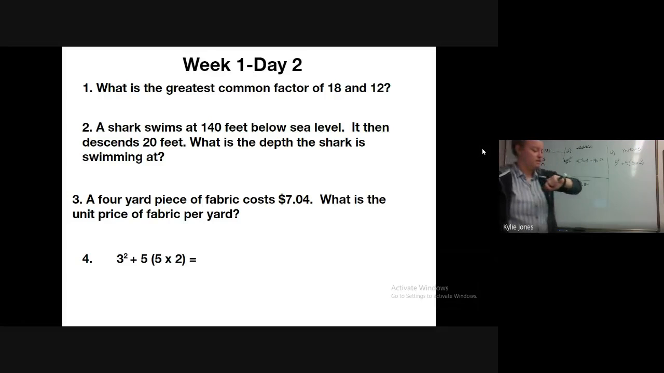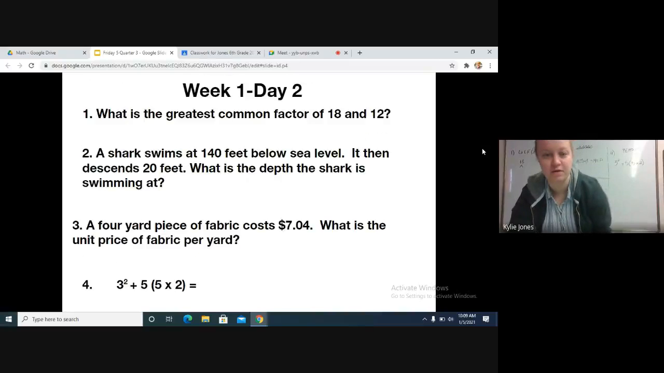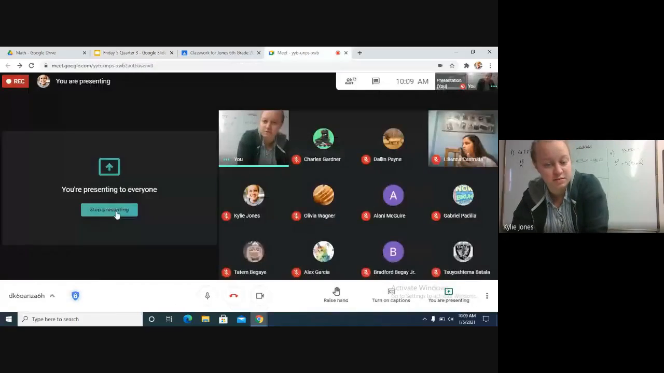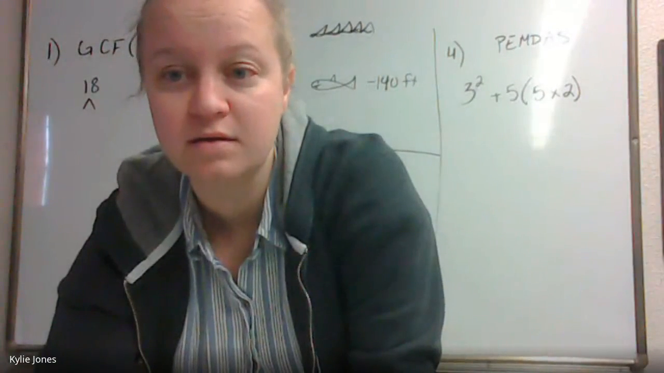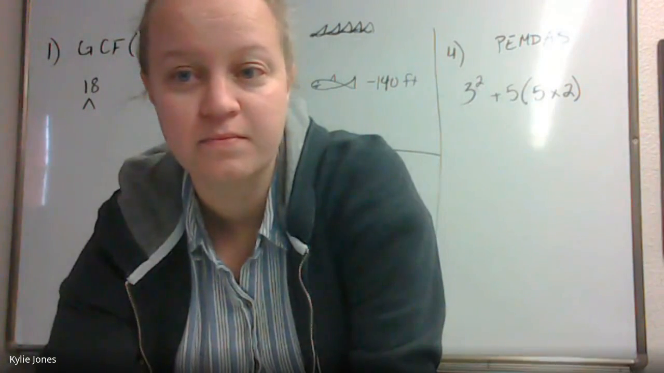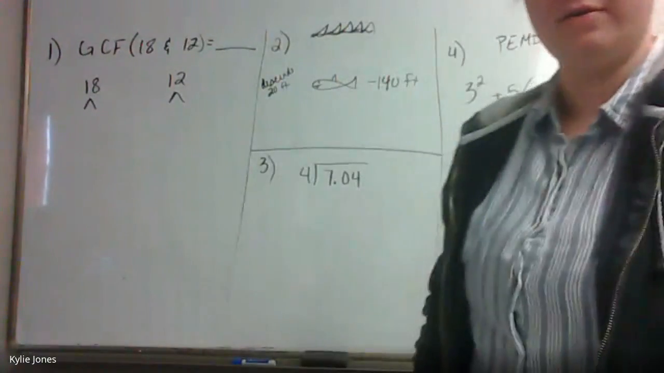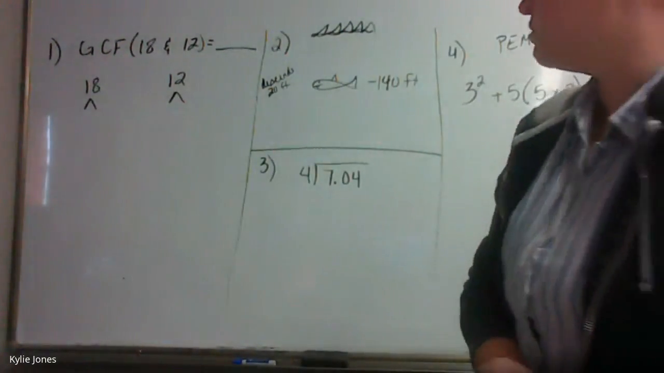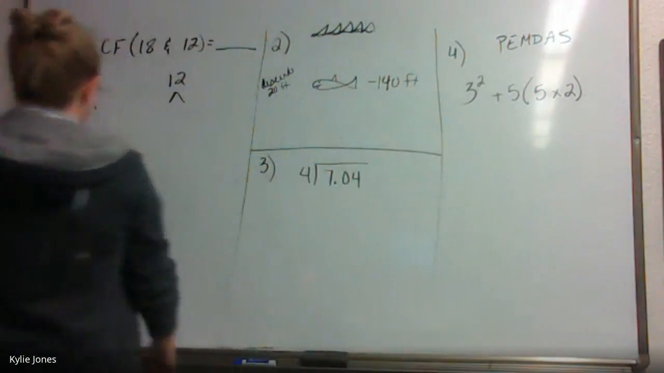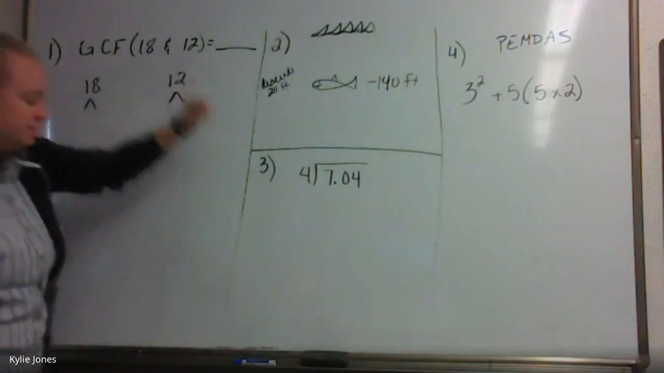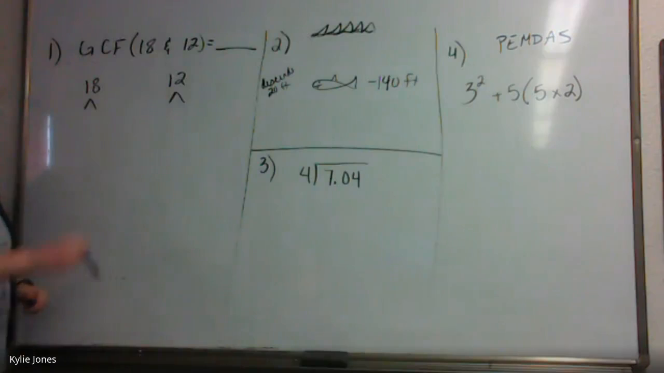All righty. Let's go ahead and work on these. Can you guys hear me all right? Yeah? Cool. Awesome. And hopefully you can see the board. Let's start with number 1. We have that we need to find the greatest common factor of 18 and 12. So that means that we need to do our factor trees first. So what numbers will multiply into 18? You can answer in the chat or out loud. Either works.